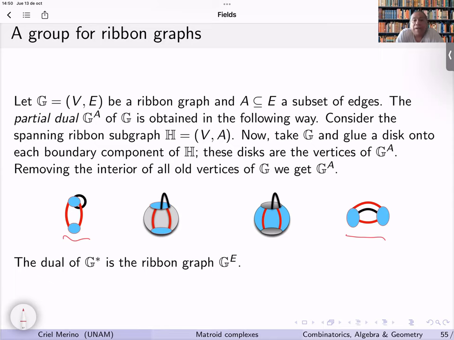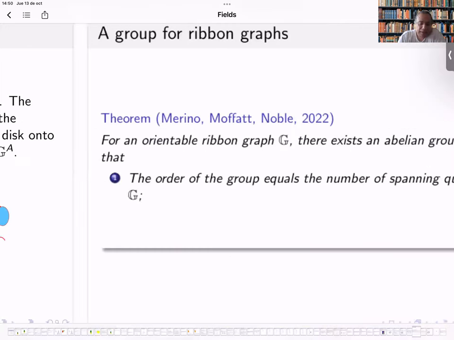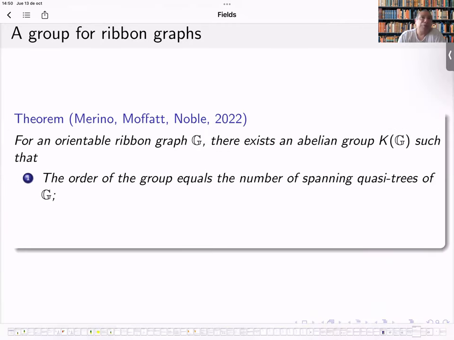When you have a planar graph and consider its geometric dual, the matroid of the original graph is the dual of the matroid of the geometric dual. We have that here too: we also have a dual of a ribbon graph, and when the graph is embedded in the sphere, it is the ribbon graph of the geometric dual of the graph you start with. I'll finish here. Sorry, I didn't have time to talk about it at length.